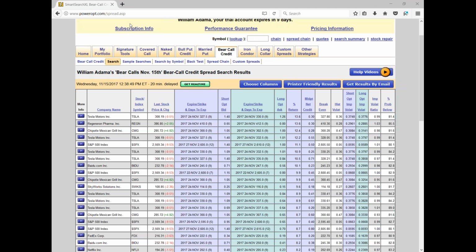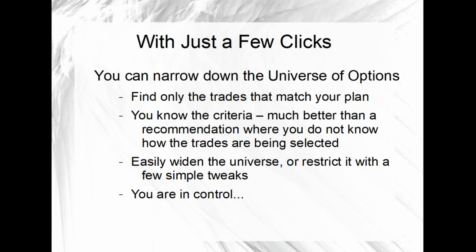You can customize the table view. You can have those emailed to you at any time. That's the power of the search tool. That's what is available here in the search tool for those 24 different strategies that we showed. And we saw how simple it was.